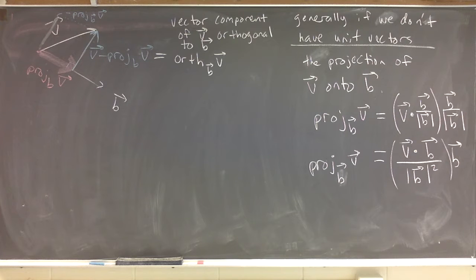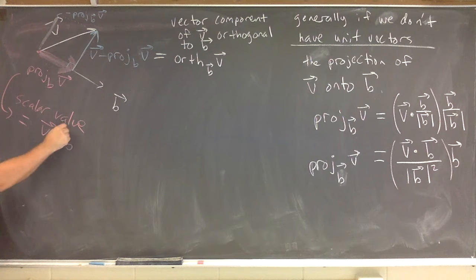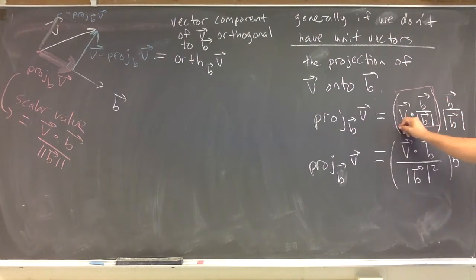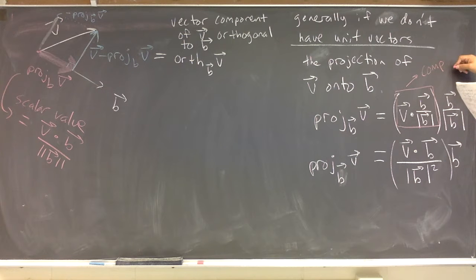Let's see. Oh, and one more thing. The scalar value from the projection, which we had as V dot B over magnitude of B. Okay, so this value over here, the book calls that notation the vector component of V along B. Okay, so slightly different notation, but that's kind of what they're working with here. All right, so hopefully that makes some sense.